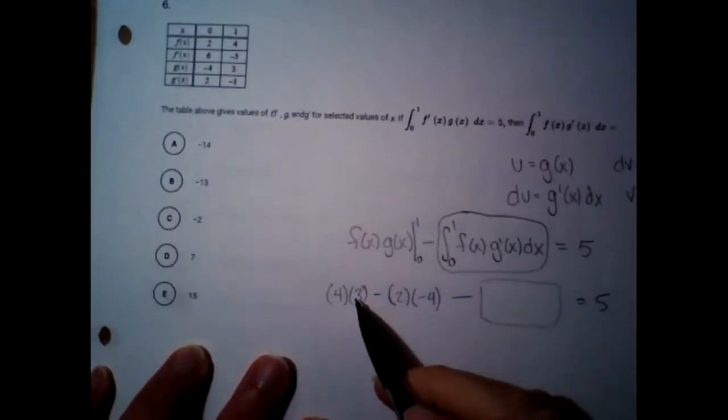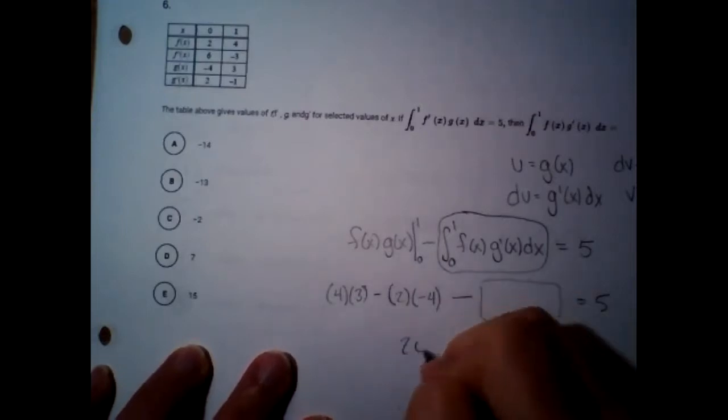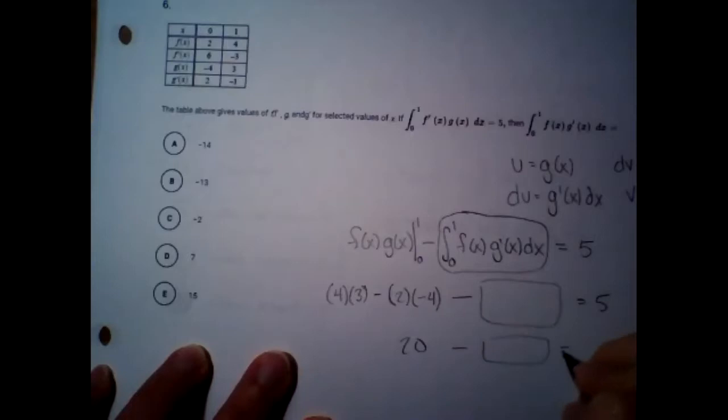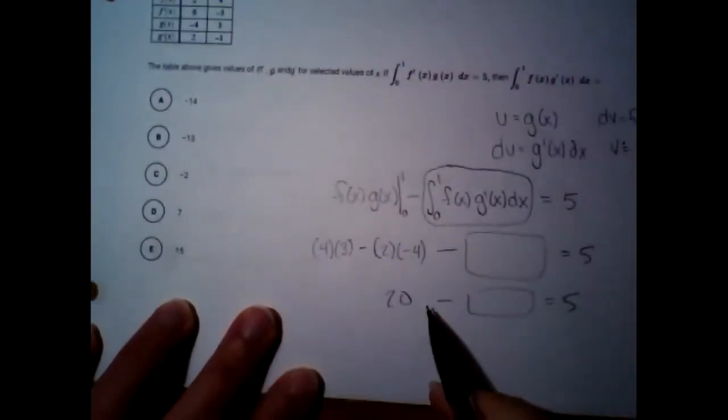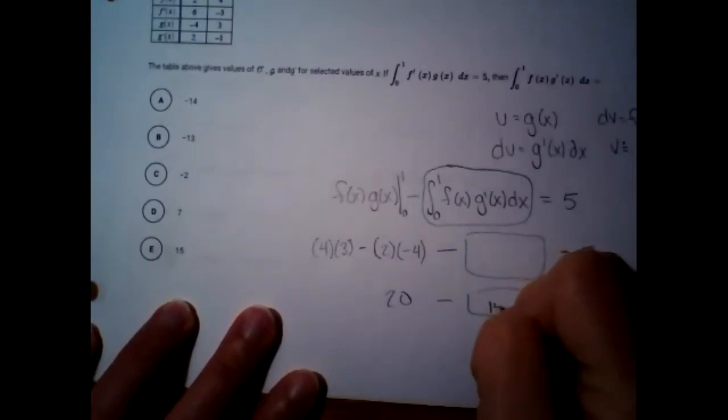So this would be 12. Negatives are going to cancel, so plus 8. 12 plus 8 would be 20. So 20 minus what we're looking for is going to have to be 5, and so that would have to be 15. So this one is E.